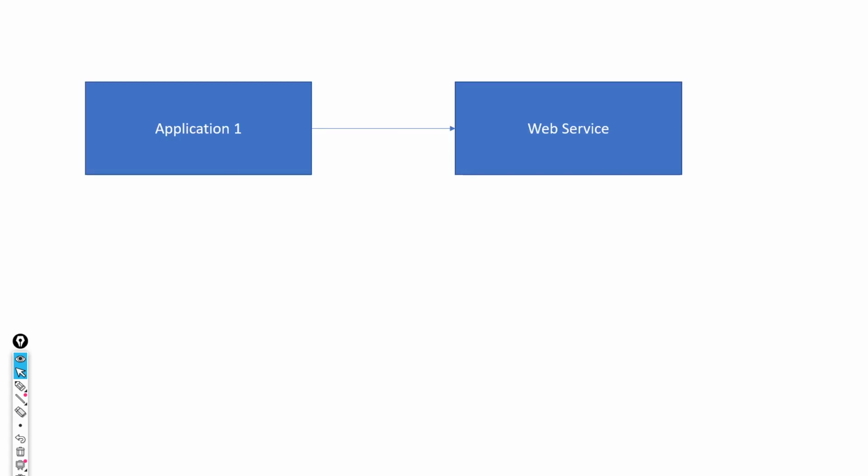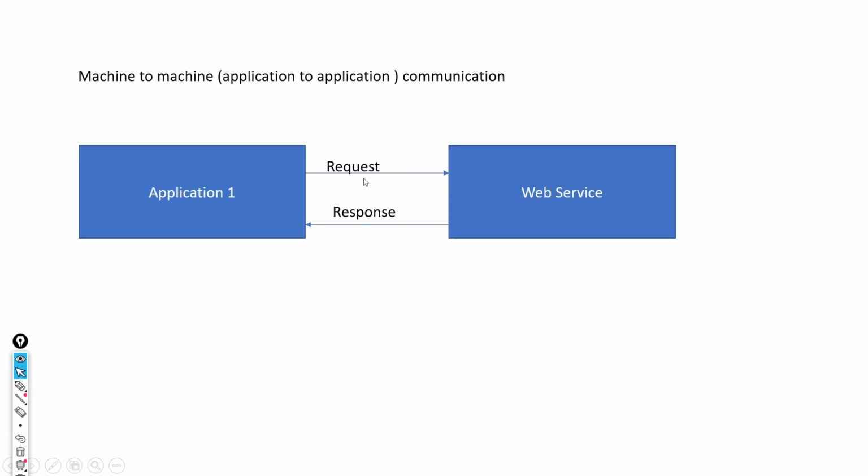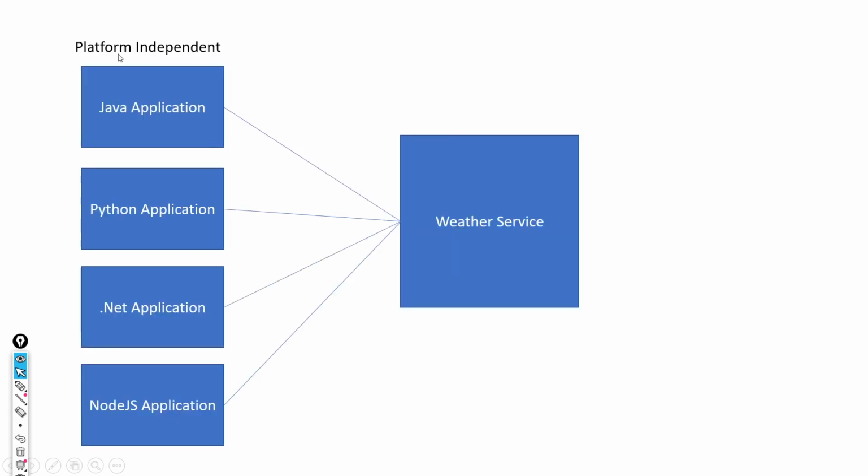Here, application one is there, and a web service. The web service is just like another application. It's not something different. It is another application that provides the data. This web service gives the data to the application, and it talks through this mechanism: machine to machine communication using request and response. Application 1 sends the request, and the web service responds to the request with a response in some format. It gets the request, and it gives the response. What is meant by platform independent?